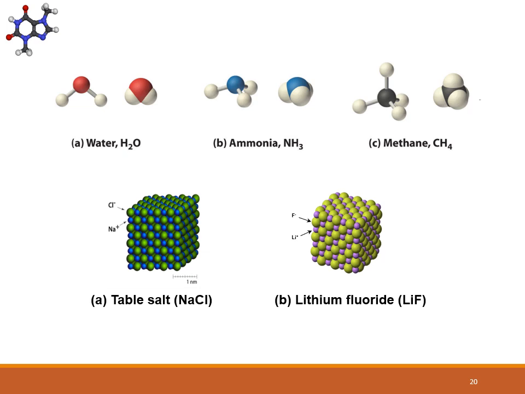Here are some examples of covalent and ionic compounds. Methane is a gaseous compound from the bonding between carbon, a nonmetal, and 4 atoms of hydrogen. Table salt or sodium chloride and lithium fluoride are examples of ionic compounds.